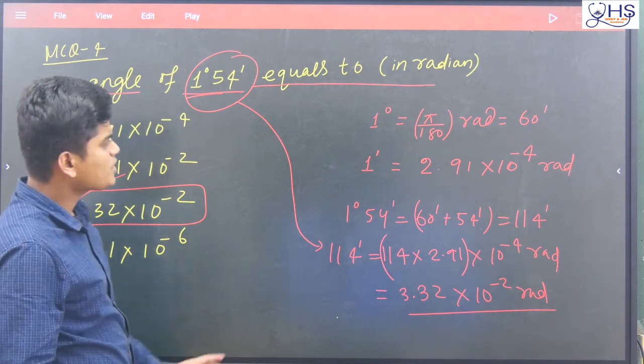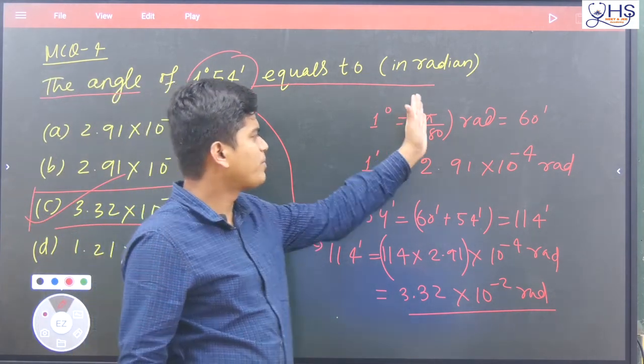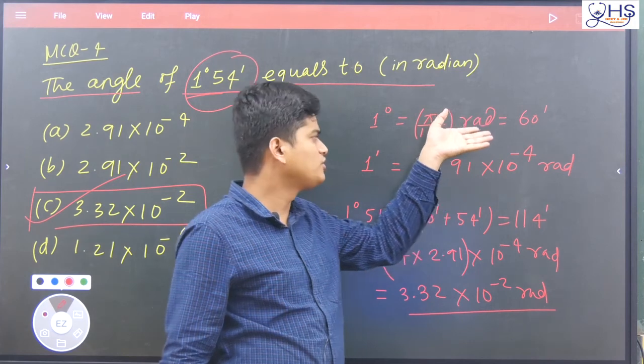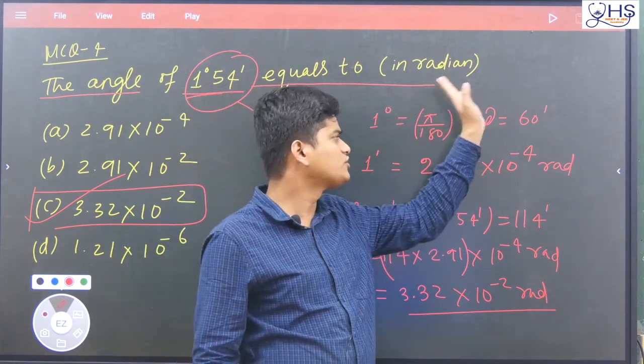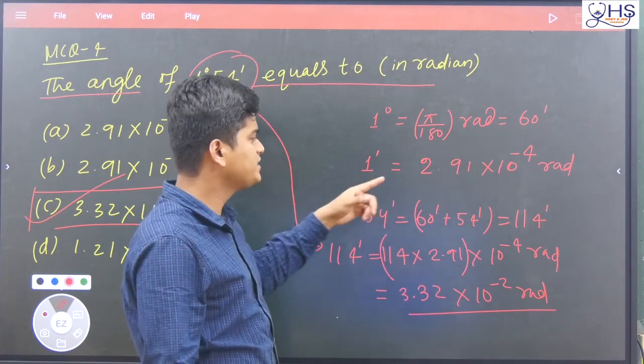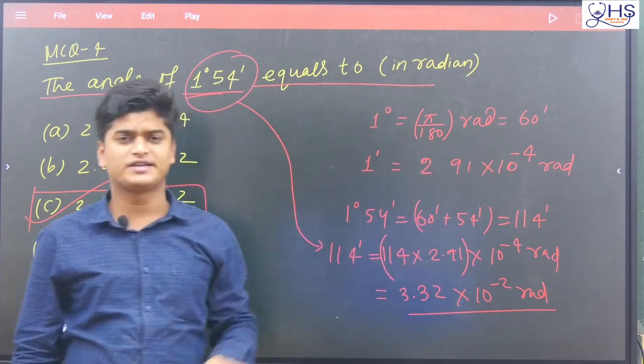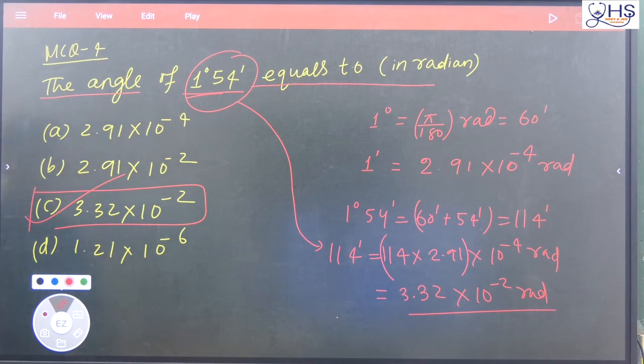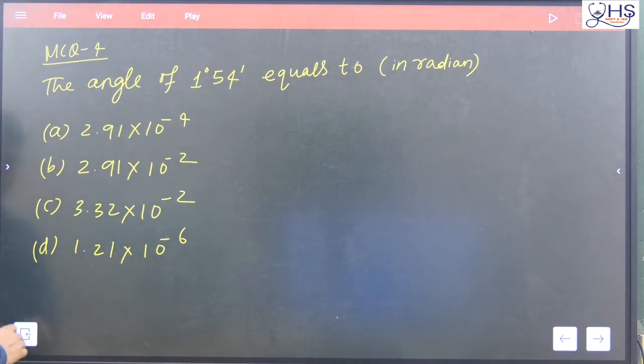Okay. And remember, 1 degree equals pi by 180 radian, that is 1.745 into 10 to the power minus 2 radian, and 1 minute is 2.91 into 10 to the power minus 4 radian, and 1 second is 4.85 into 10 to the power minus 6 radian. Those values you remember. Now the next thing.